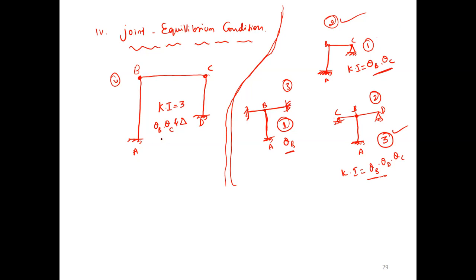Here there is 2, here there is 3. Here, 2 joint equilibrium conditions, right? How many joint equilibrium conditions? 2, sir. What are those? Theta B, theta C. Yes, sir.